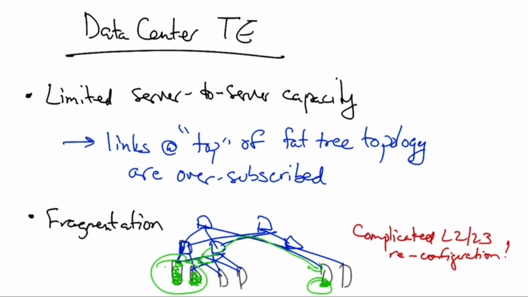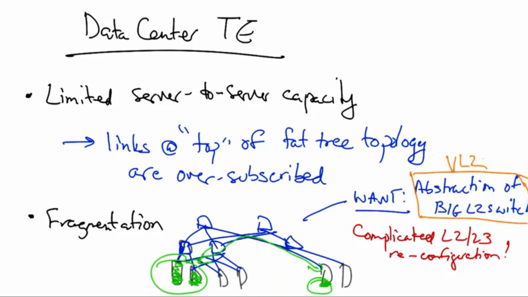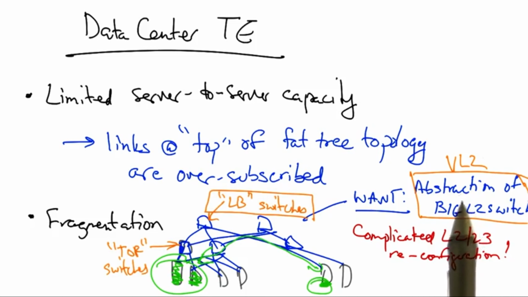What we'd like to have is just the abstraction of one large Layer 2 switch. This is the abstraction that VL2 provides. So VL2 has two main objectives. One is to achieve Layer 2 semantics across the entire data center topology. This is done with a name location separation and a resolution service that resembles the Fabric Manager, which we talked about in the last lesson, and which is described in more detail in the paper.